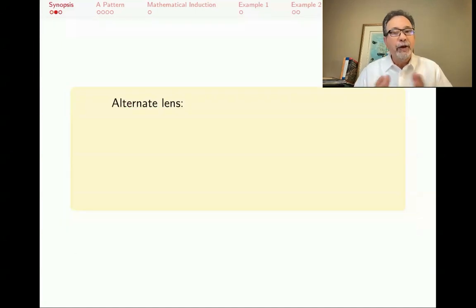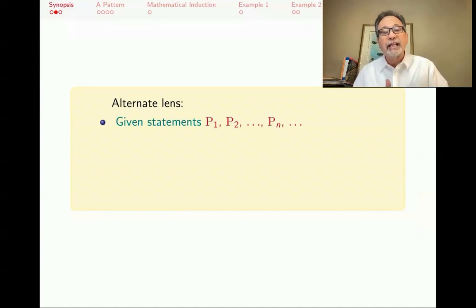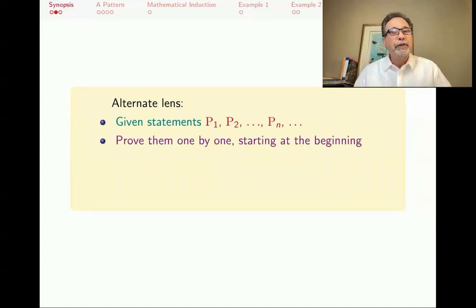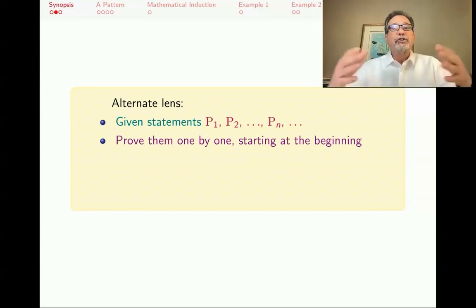There's an alternative way of thinking about it that goes as follows. We have this infinite sequence of statements that we want to prove. We prove them one by one, starting at the beginning. And this sort of has more of a feel of the inductive process in science. You start from the beginning, from P1. Presumably, these are getting more complicated mathematical statements as you go along. You start with the easiest one, P1, then you prove P2, then P3, and so forth.